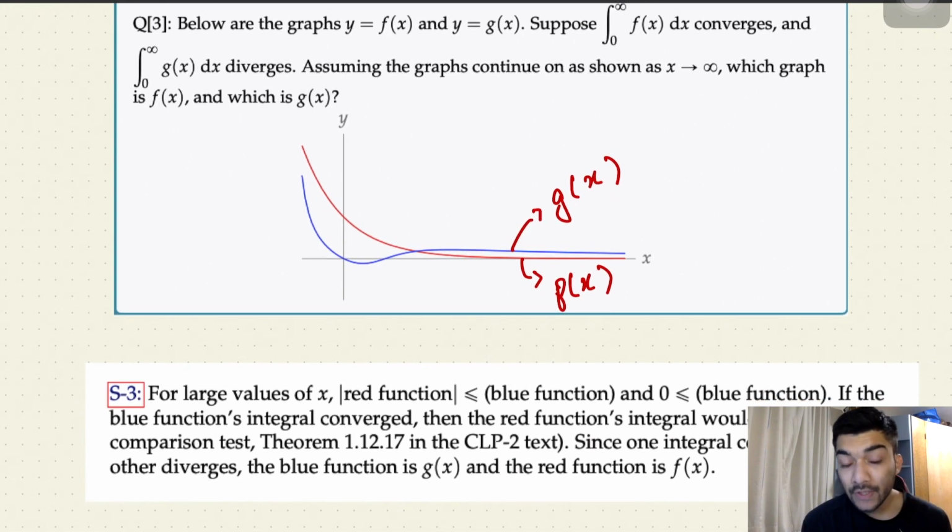So that's it for this video. This question was based on the comparison test, but on a graphical representation version of the comparison test.